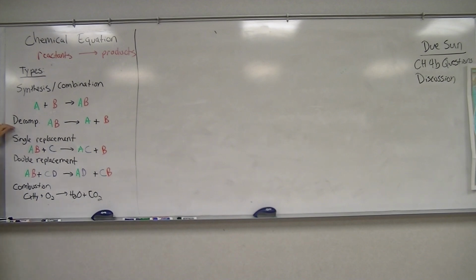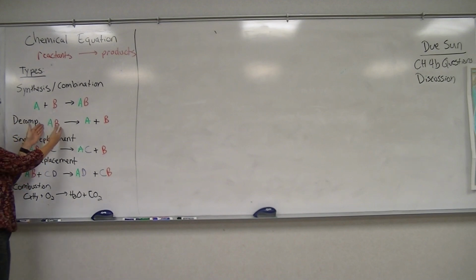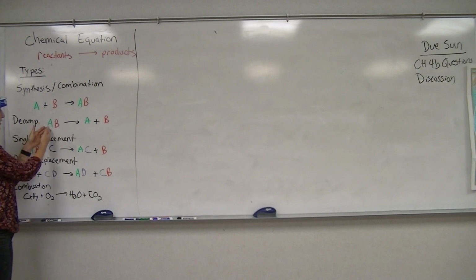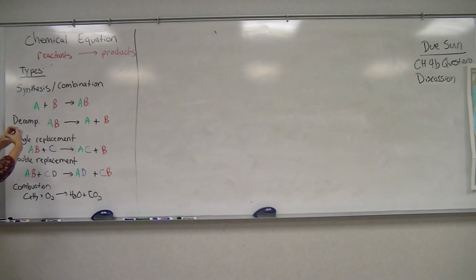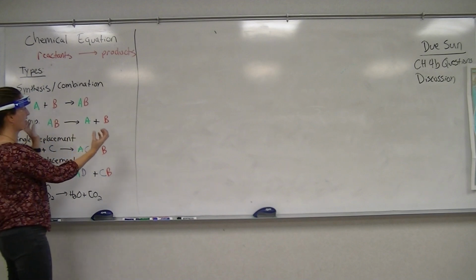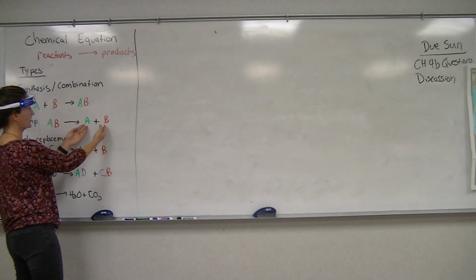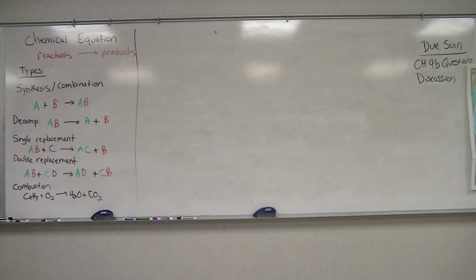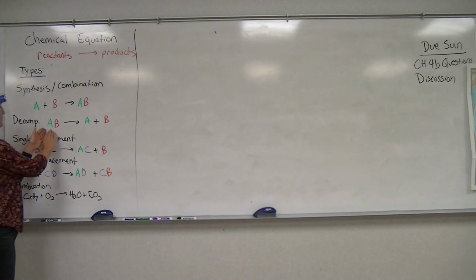Now decomposition. This is where something's decomposing; it's the opposite of a combination reaction, because this time I have one reactant. It's a compound, A representing one element, B representing another element. That compound is decomposing, bonds are being broken, and it's breaking apart into 2 simpler products, or 2 elements. So one reactant, 2 or more products.